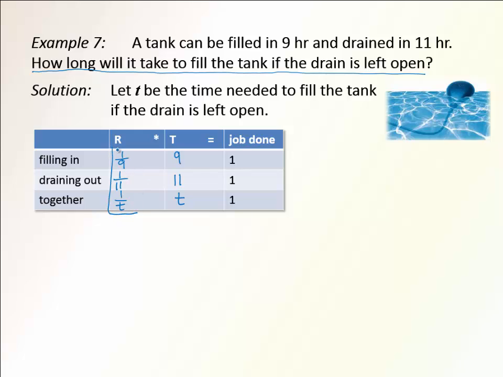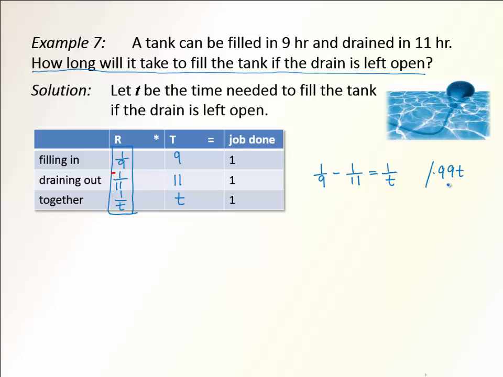Your equation comes as usual from comparing the rates. But how do we compare them? Well, filling the tank is a positive rate, but draining it out is actually a negative rate because it's undoing the work. It's not helping to fill the tank, it's draining it, so it's undoing the filling. So we can write the equation by comparing the rates. The rate that is helping to fill the tank minus the rate that is draining the tank equals 1 over t, overall rate.